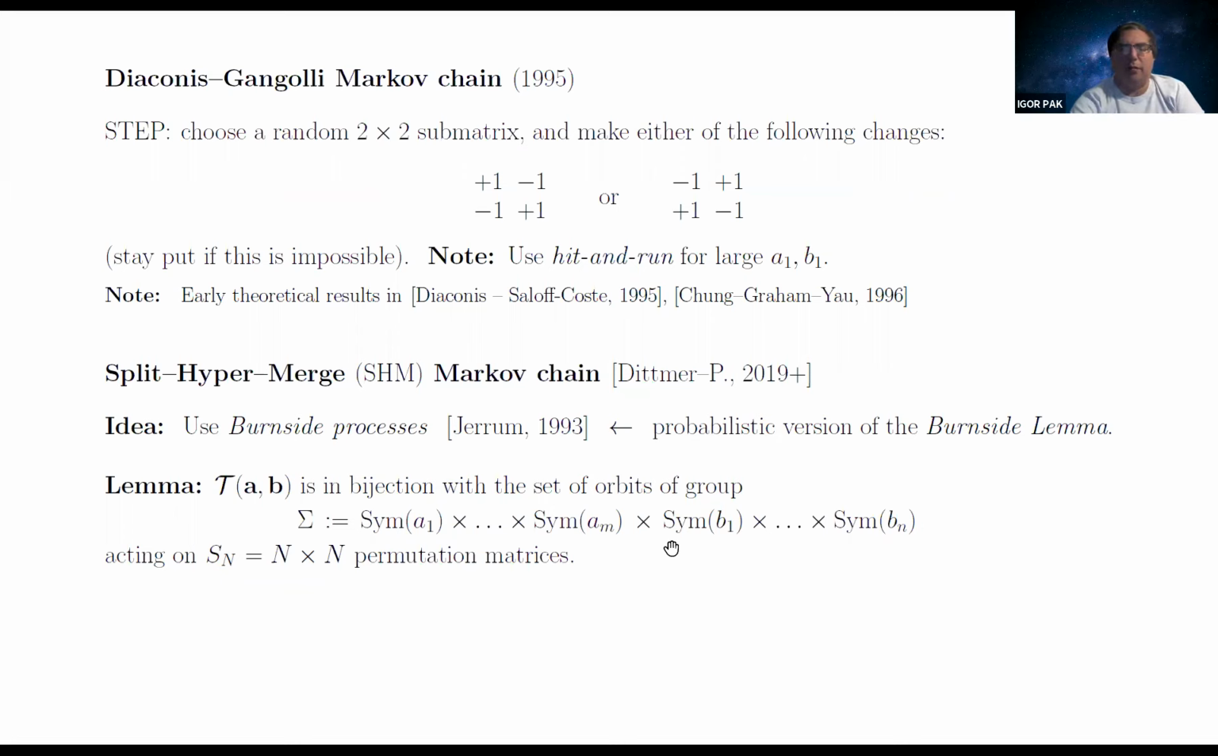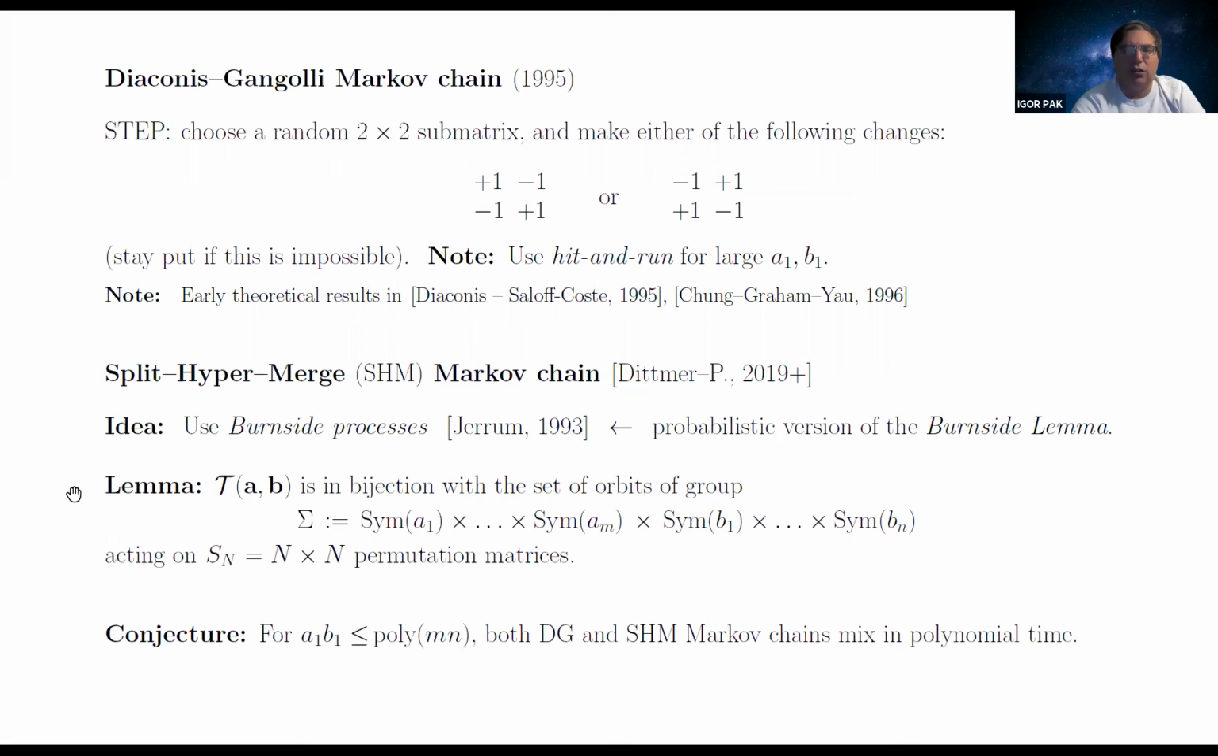Now I'm going to illustrate it in a minute, but the point is, instead of thinking of contingency tables as some kind of multigraphs, which are objects by themselves, you should think of them as orbit representatives. It's a little hard to see how that works out. So before I move on, let me just mention that it is conjectured that both our Markov chain and the Diaconis-Gangolli Markov chain mix in polynomial time, and I believe that. Yeah, there is no way to prove that at the moment.